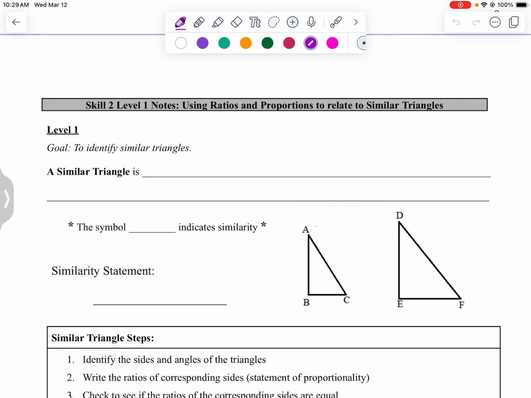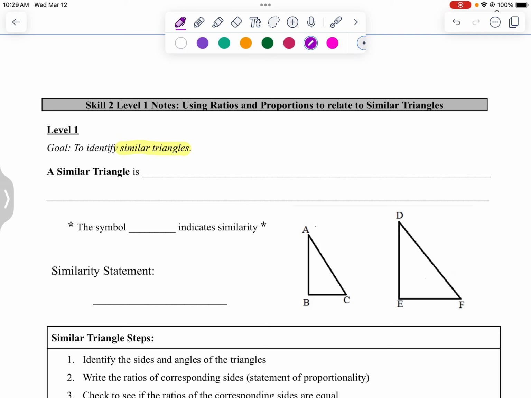All right, so let's get started. We are going to move on to Skills 2 Level 1, and this is when we're going to use all of our ratios and our proportions to relate to what are called similar triangles. Our goal today is to identify similar triangles.